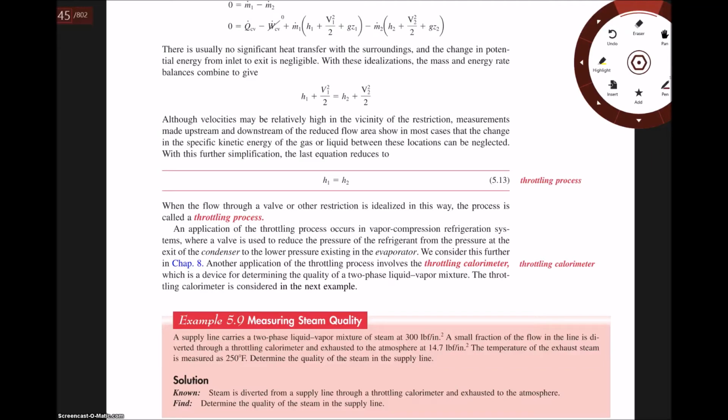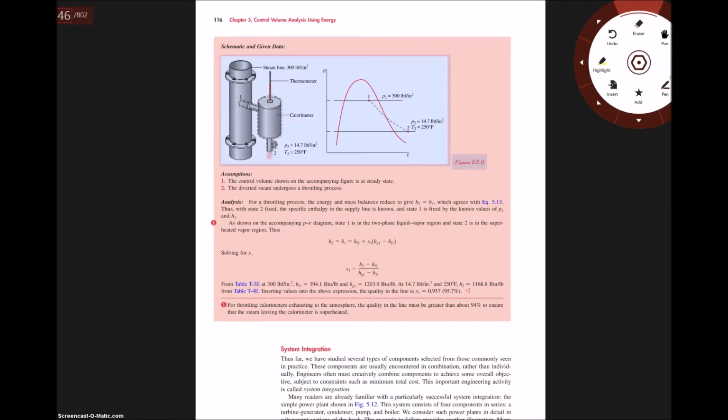Example 5.9 of your book, page 115. What we have is a calorimeter that's used to check the quality of the steam. Steam gets diverted inside the calorimeter, and we can record the pressure and the temperature, and we know the initial pressure of the steam. So the question is, what is the quality of the steam?